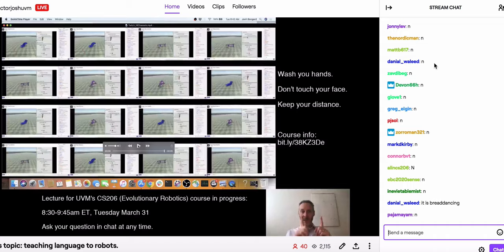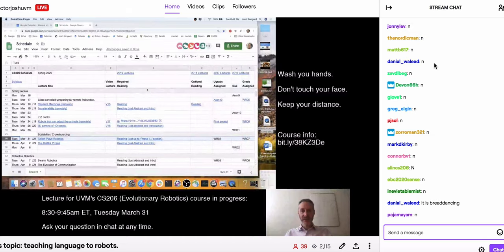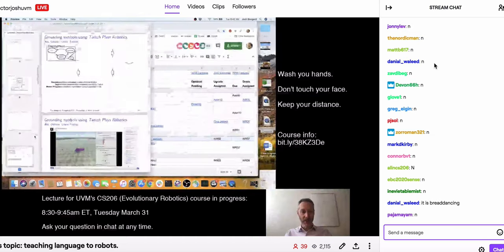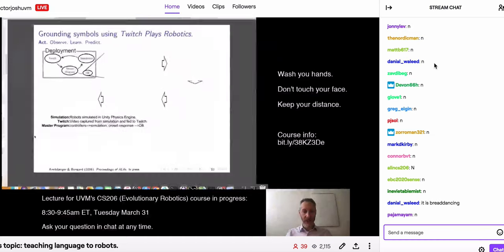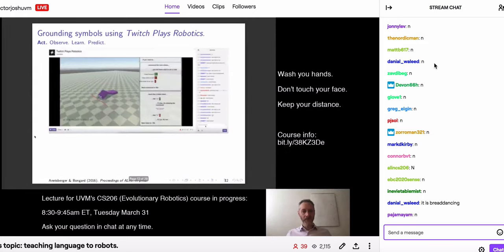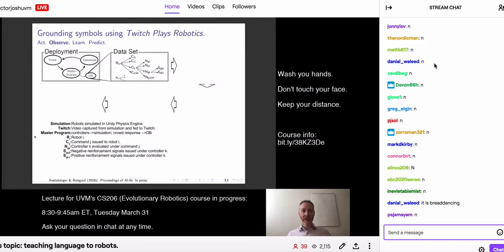For each robot, each command, and each random controller, there's associated with it two numbers: the number of yeses and the number of noes. Okay, so that's the data set that we start to build up in the Twitch Plays Robotics project. So let's have a look now at this data set that's being generated.